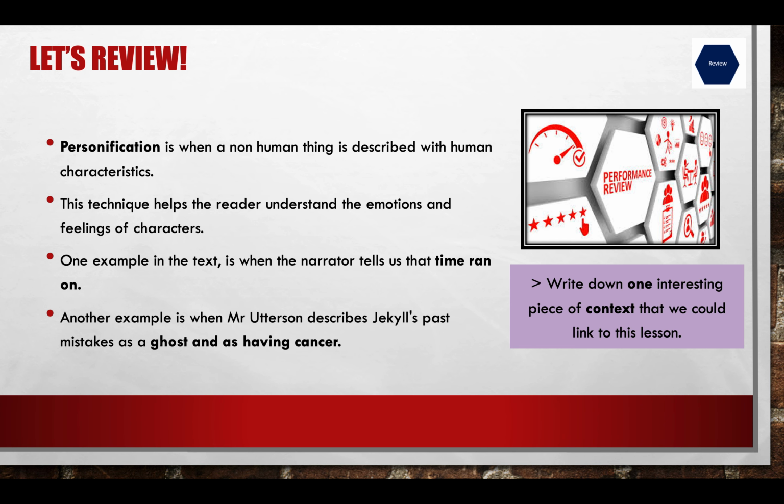So, can you write down for me one interesting piece of context that we could link to this lesson? So remember, context is any external influence on the text that influences it, basically. So it could be something to do with the Victorian period and life during Victorian times, something like that, or maybe something actually that occurred in Stevenson's own life. Can we find Stevenson's biography anywhere on the internet and use information from that to kind of help us understand why he wrote this text?